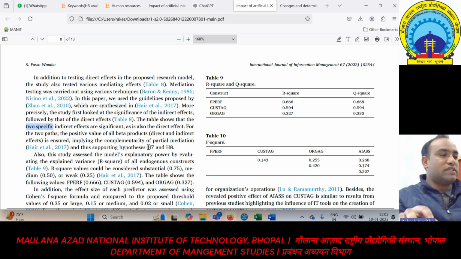For these hypotheses, in case it is getting accepted, we have to interpret. In case it is not getting mediated, we have to mention it is not having a mediating role. That's why in this study it is indicated as complementary partial mediation.